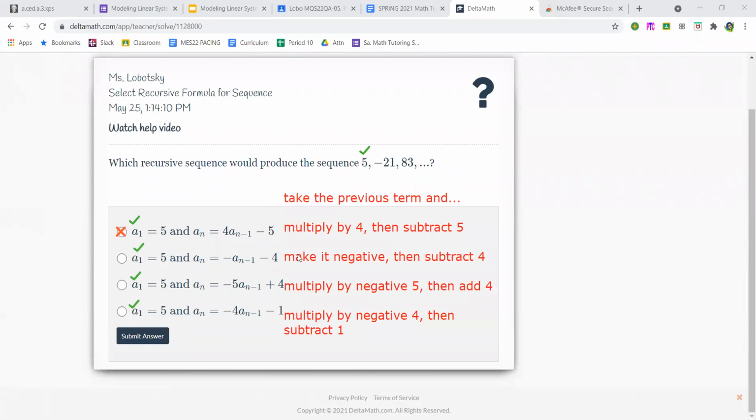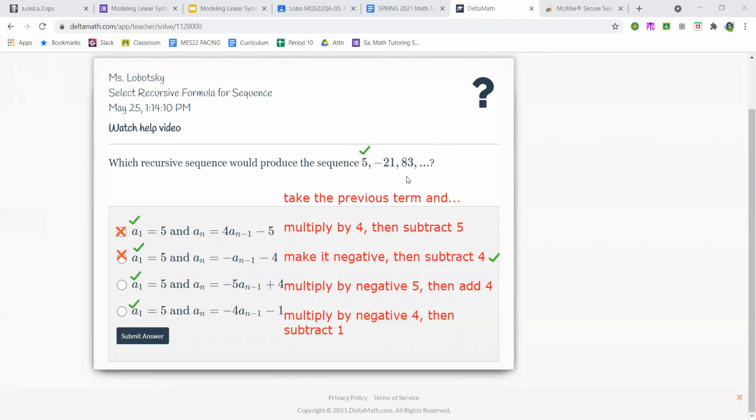Okay, so now we take the previous term 5, make it negative, so now it's -5, and subtract 4. So -5 minus 4, that's -9. That doesn't work. Right, we need it to equal -21. Multiply by -5. So 5 times -5 is -25. And add 4. Well, that's -21. That's promising.